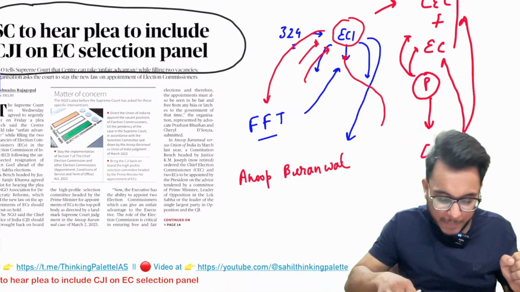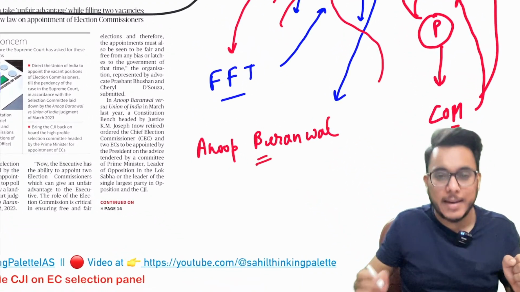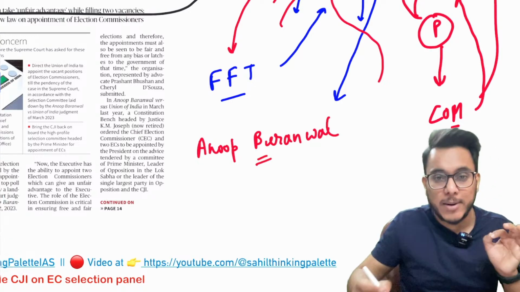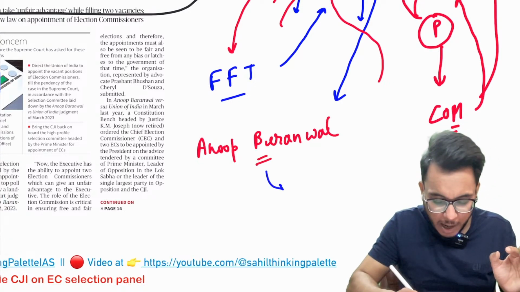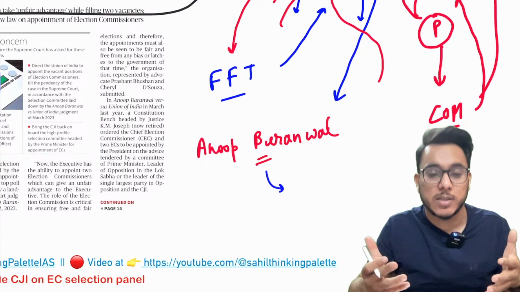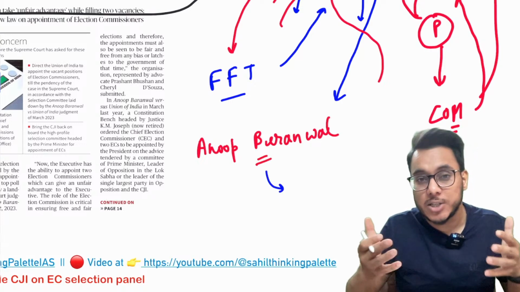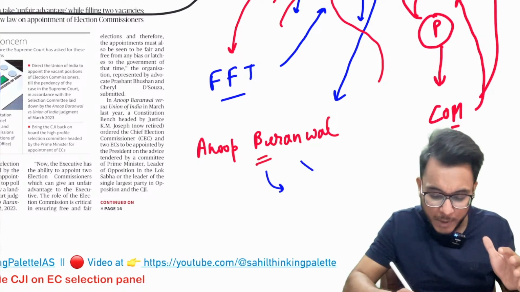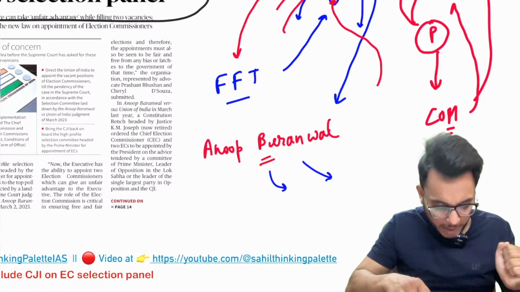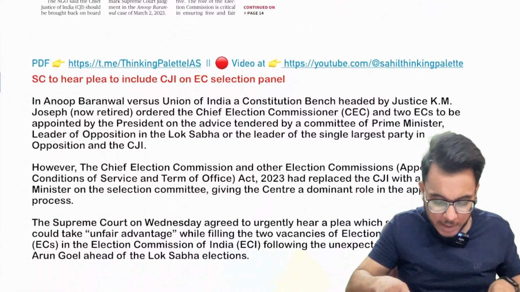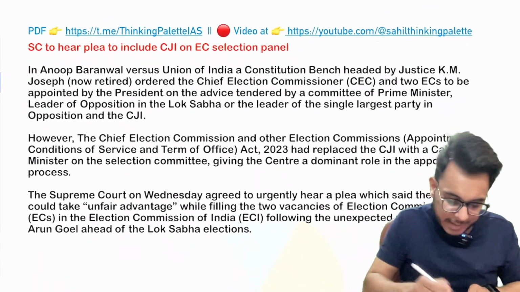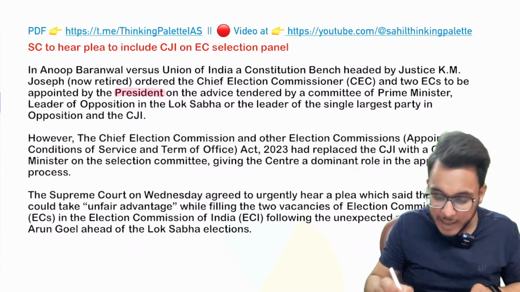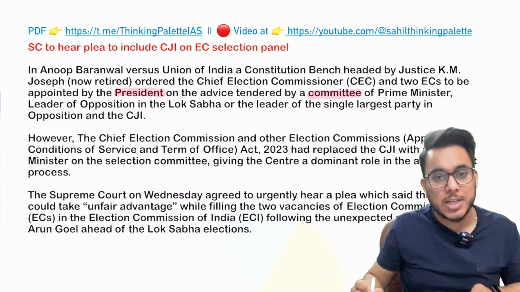So basically what happened, Supreme Court in Anup Barnwal case suggested Government of India that you need to come out with a collegium type of a system for appointment of Chief Election Commissioner and Election Commissioner. Supreme Court directed in Anup Barnwal judgment to the government that what you need to do, you need to ensure that CEC and EC should be appointed by the president, but on the advice given by a selection committee.